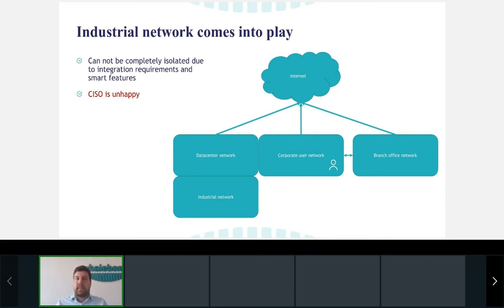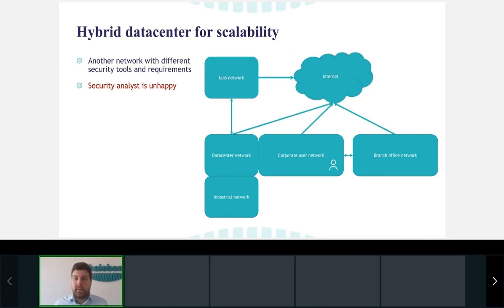On the other hand, the responsible managers for running the industrial network want to have the connectivity and the automations. So it's a matter of compromise at the end. So again, there are unhappy people around running the network.